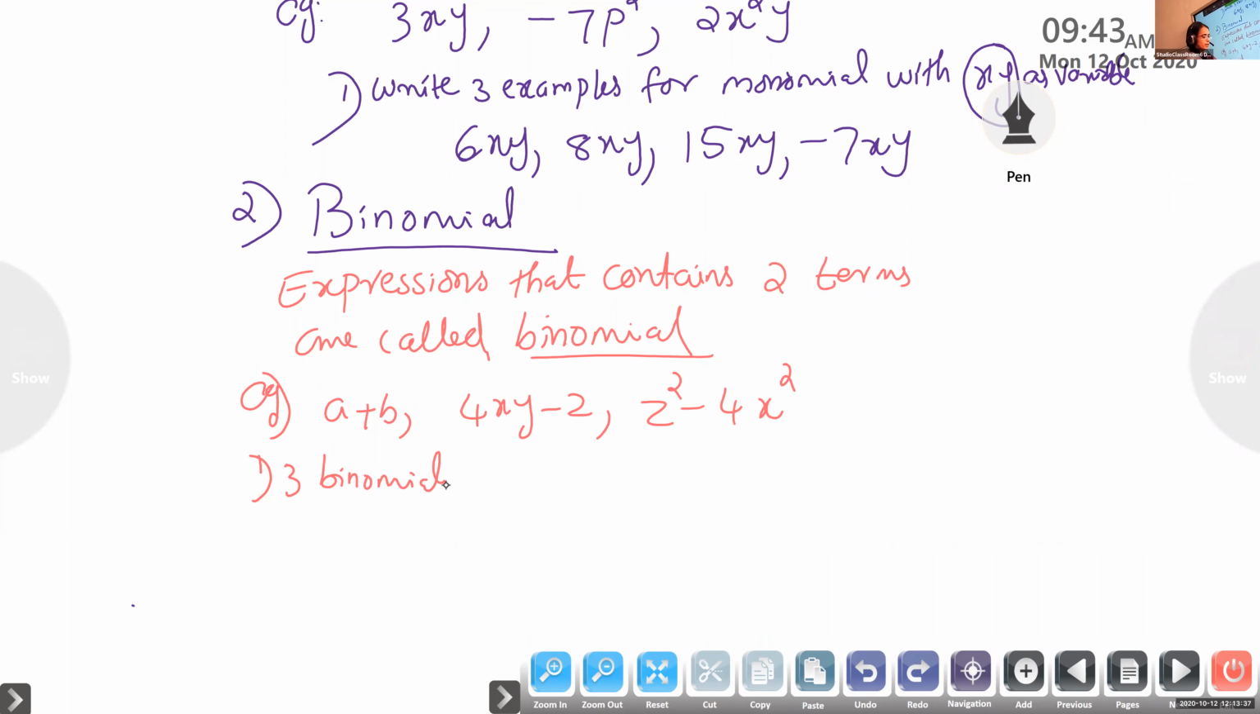Write three binomials with only x as the variable. All of you write three binomials with only x as variable. Only x. Then give the answers.